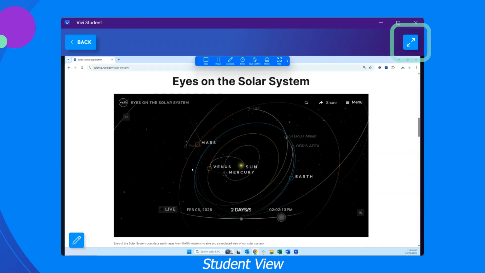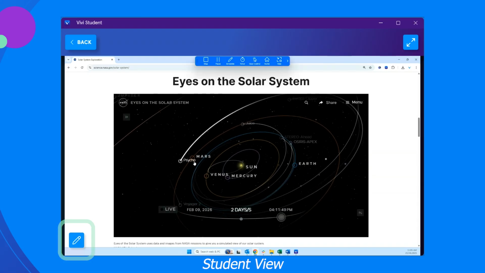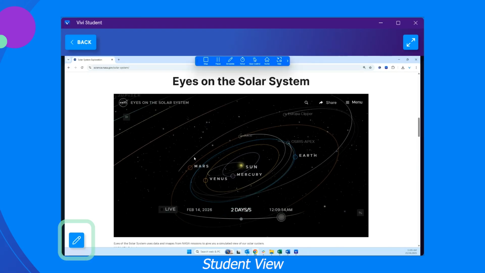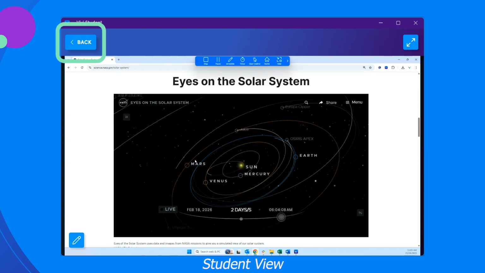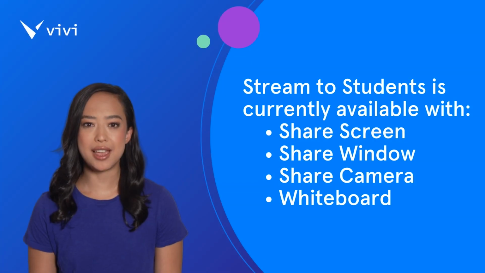Students can choose to enter full screen mode, annotate over a screenshot of the classroom display, or select back to exit the stream. It should be noted that, at present, Stream to Students supports the share screen, share window, and share camera features. This can also include the Vivi Whiteboard. Audio is not shared over the classroom stream, but through the classroom display.